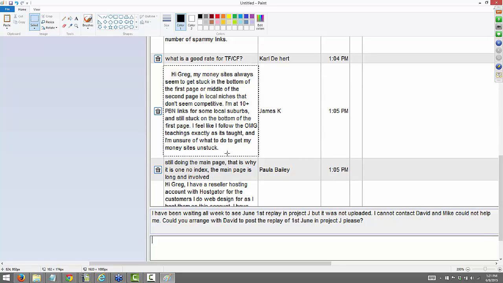James, my money site always seems to get stuck at the bottom of the first page or the middle of the second page in local niches that don't seem competitive. I'm at 10 plus PBN links for some local suburbs, and I'm still stuck on the bottom of the first page. I feel like I follow the OMJ teachings exactly as taught, and I'm unsure of what to do to get my money sites unstuck.